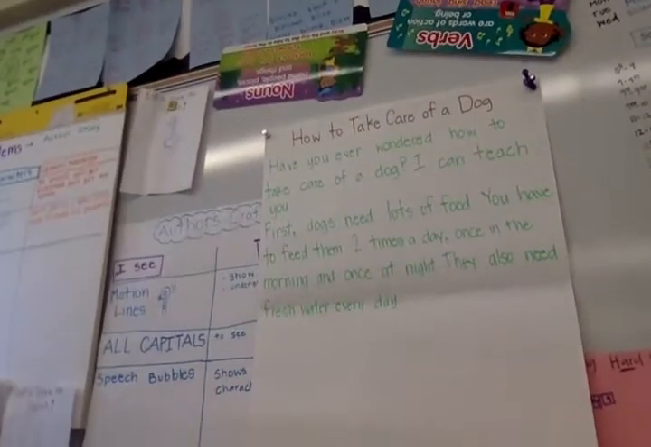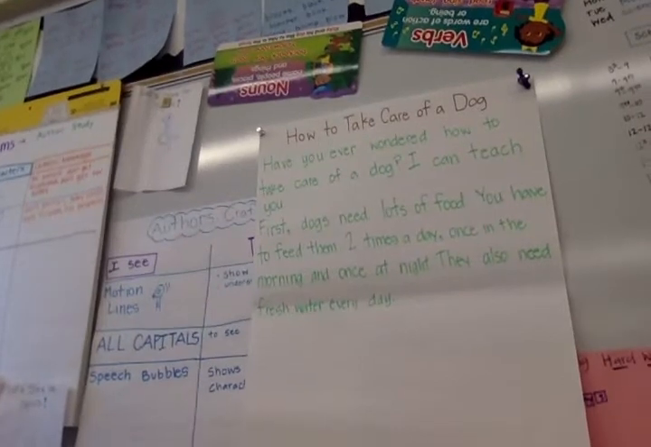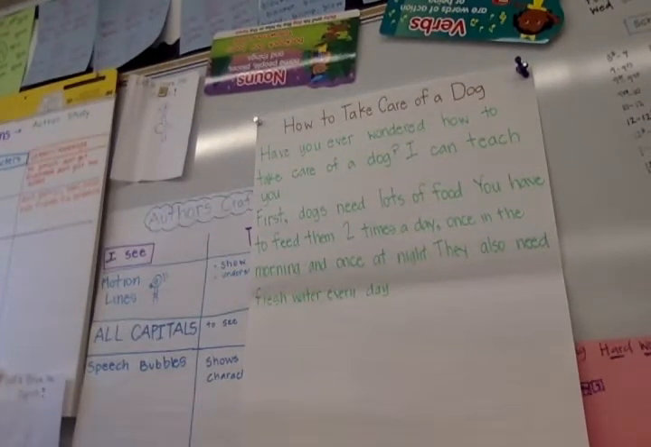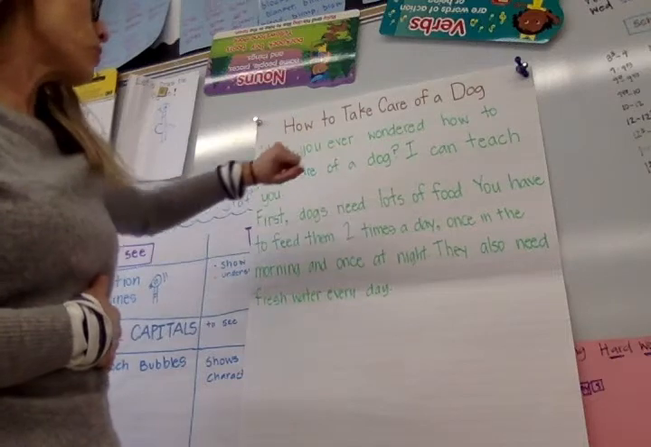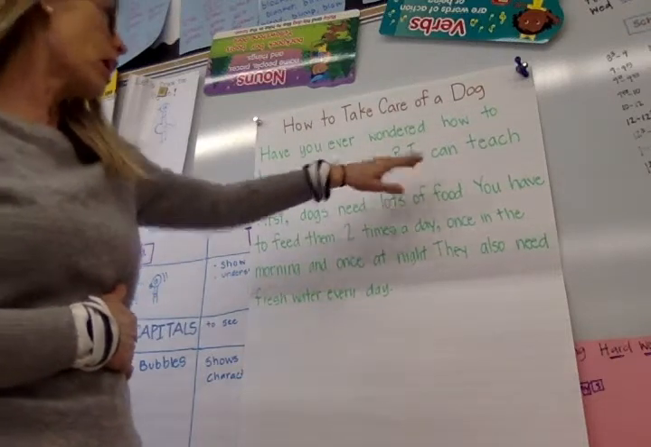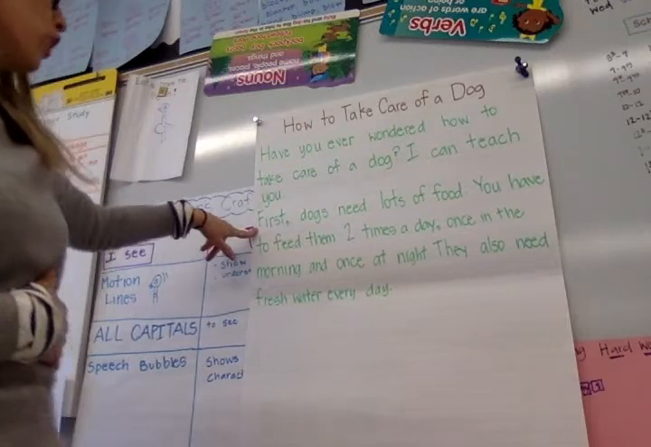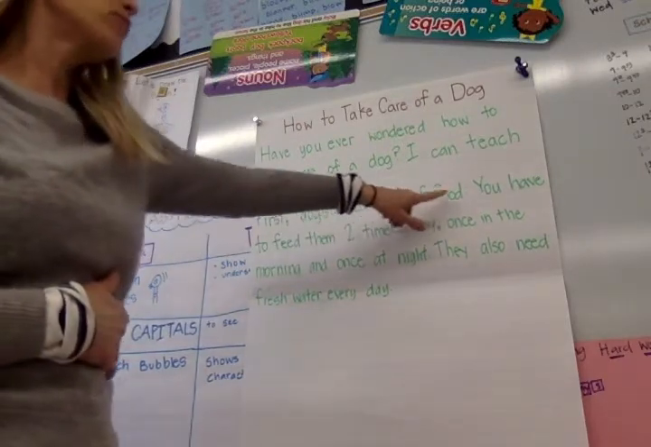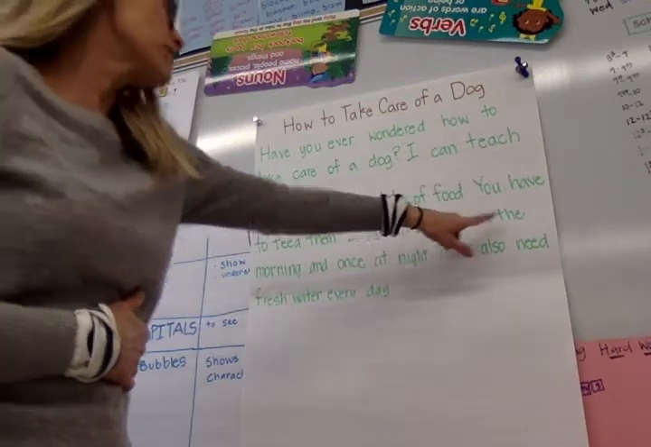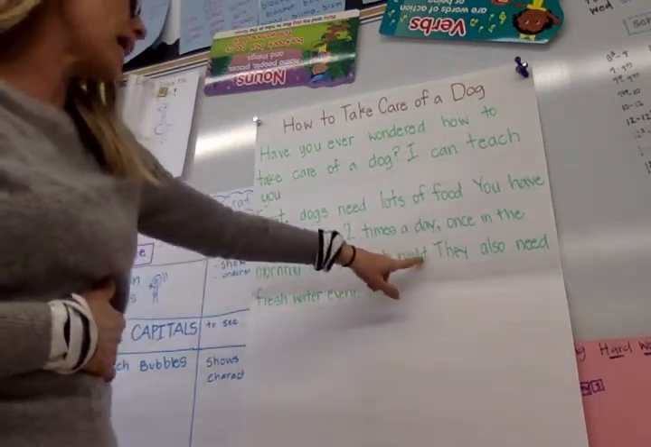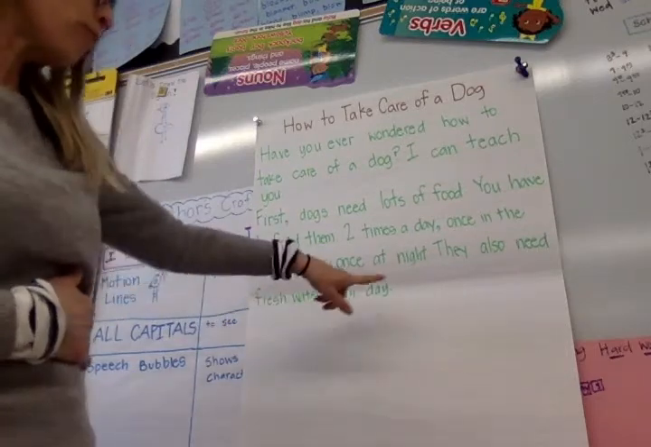I'm going to turn this around so you can see. I put my story up there: How to Take Care of a Dog. This is not my whole story, but I wanted to get it started. My intro is, have you ever wondered how to take care of a dog? I can teach you. First, dogs need lots of food. You have to feed them 2 times a day, once in the morning and once at night. They also need fresh water every day.